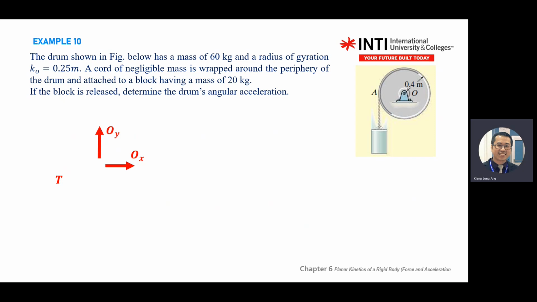Sorry. The drum is 60, the block is 20. So when you release this 20 kilogram, what happens to the disc, the drum? It rotates in what direction? Anti-clockwise. So it rotates anti-clockwise. So you have your omega, you have your alpha. You need to find the drum angular acceleration. You need to find alpha.